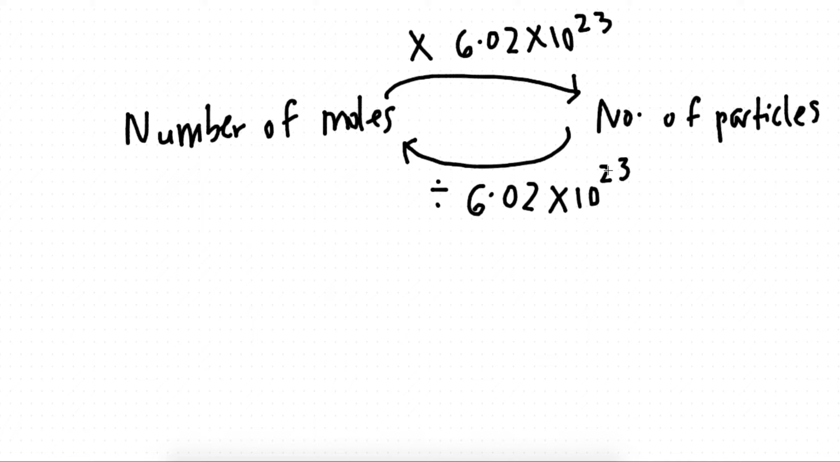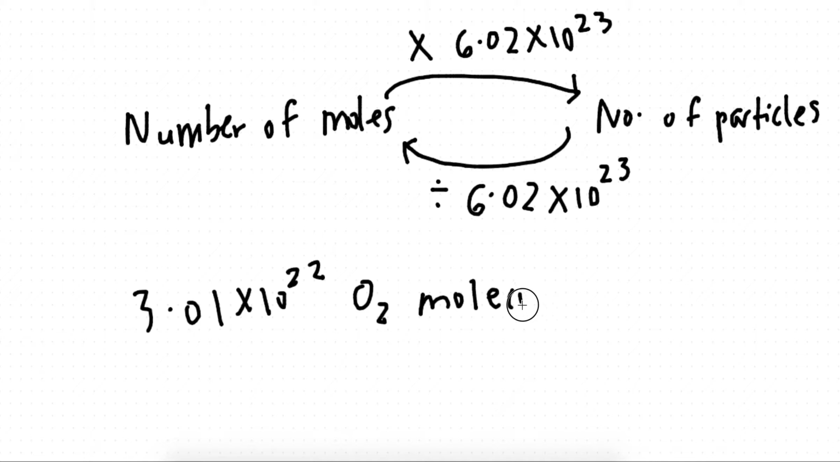Okay, so a sample of oxygen gas contains 3.01 times 10 to the power of 22 oxygen molecules. Okay, so again, a sample of oxygen gas contains 3.01 times 10 to the power of 22 oxygen molecules. This is the number of particles, right? How many moles of oxygen molecules are there in the sample? So we want the number of moles. We have the number of particles.